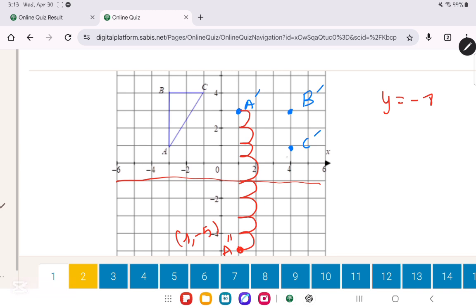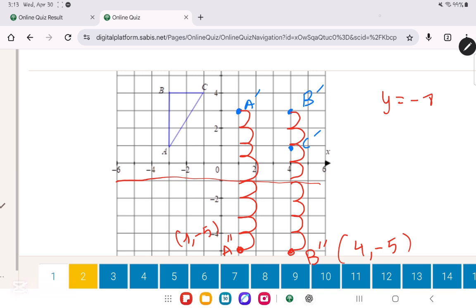Same thing for B and C. So for B, it moves 1, 2, 3, and 4, so you're also going to move 1, 2, 3, and 4. So this over here is going to be the new position, which is B double prime. Its position based on the graph is (4, -5).